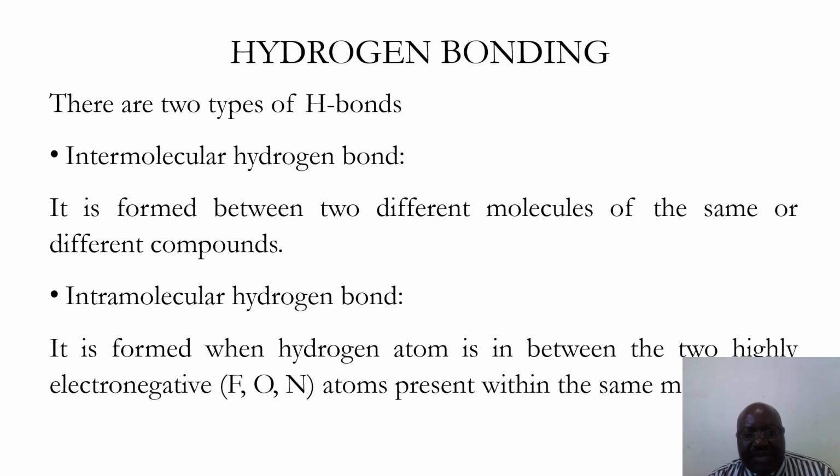There are two types of hydrogen bonds. The intermolecular hydrogen bond, like the one I have been discussing before, is between two different molecules. The intramolecular hydrogen bond is formed between a hydrogen atom and another highly electronegative atom present within the same molecule.